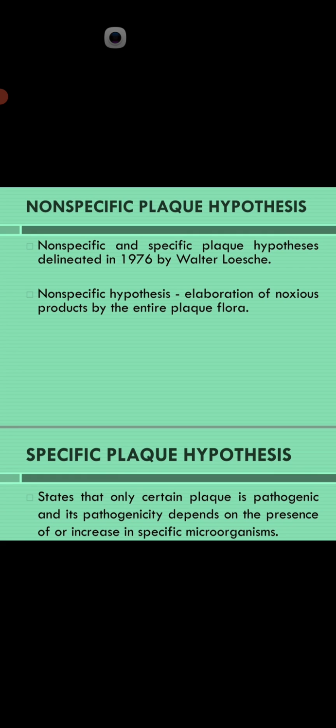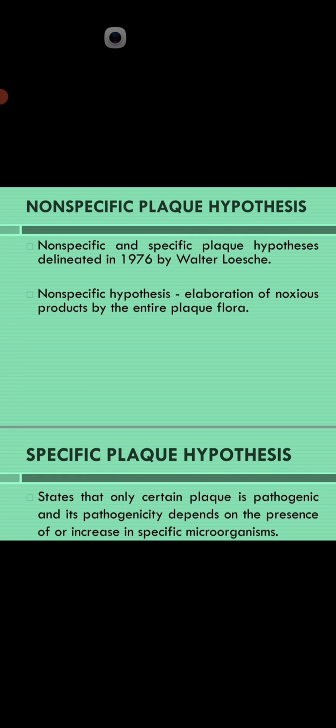Hypothesis about plaque. There are two types of hypothesis. One is the non-specific plaque hypothesis, second is the specific plaque hypothesis. According to the non-specific plaque hypothesis, there is no specific organism in the plaque which is responsible for disease. The whole plaque is responsible for disease. In the specific plaque hypothesis, the whole plaque is not responsible for disease because there is a non-bacterial part, but some specific microorganisms, some specific bacteria are responsible for specific disease conditions.